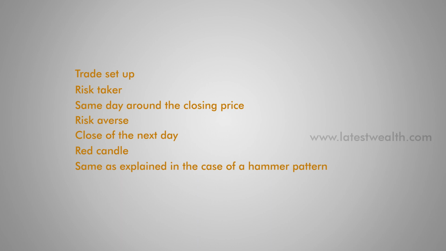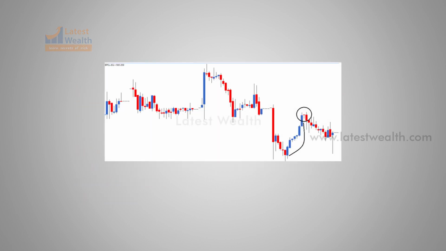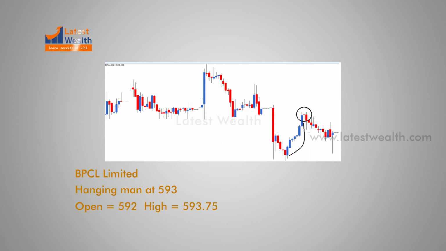Do you remember in the hammer pattern we have explained the case? Same way, my friends, once the short has been initiated, the high of the candle works as a stop loss for the trade. Just look at the chart. This is BPCL Limited, which has formed a hanging man at 593. The OHLC details are open 592, high 593.75, low 587, close 593.